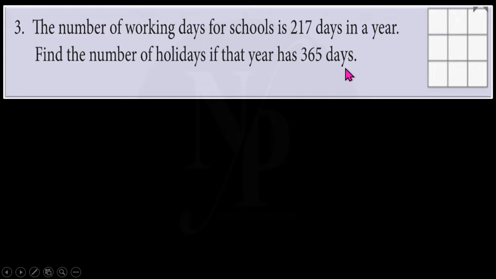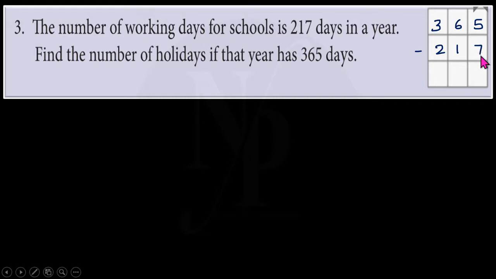So to find that, we should subtract 217 from 365. Let us write down these numbers in this table. That is 365 first, and below that minus 217. On subtracting, we will get the number of holidays in that year.